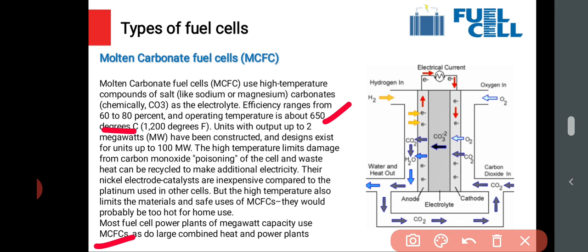is being generated is used to further generate power, right? So that's why you can have combined heat and power plants using this MCFC type of fuel cell.